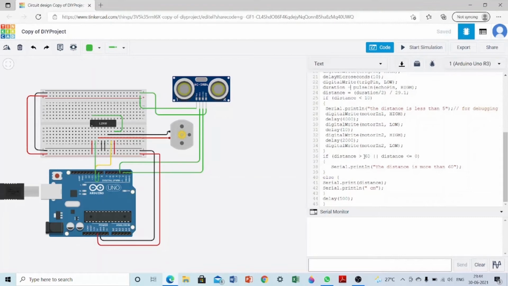When the distance is too high or too low, we have serial prints. One prints that the distance is more than 60 centimeters, and the serial print's main purpose is debugging. We have another serial print here for when the distance is less than 5. I will show the purpose now. Let's run the simulation.